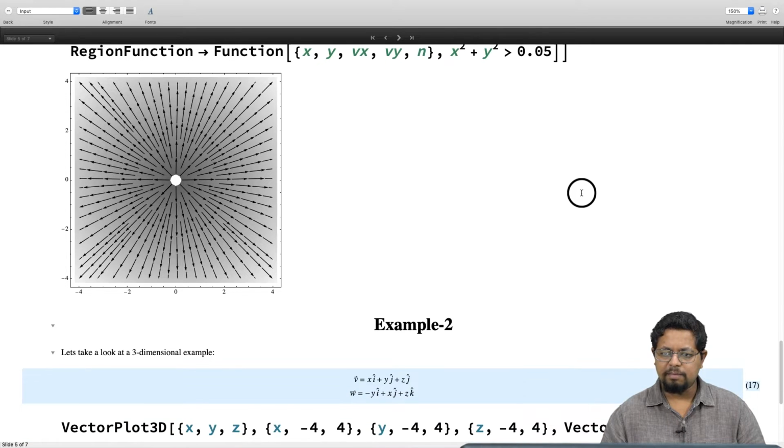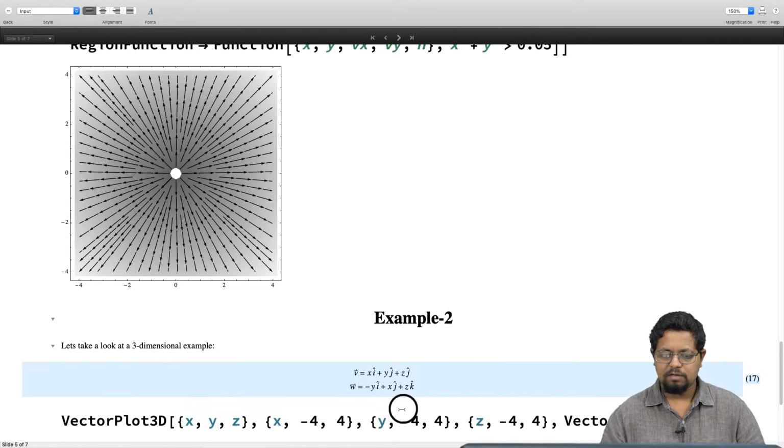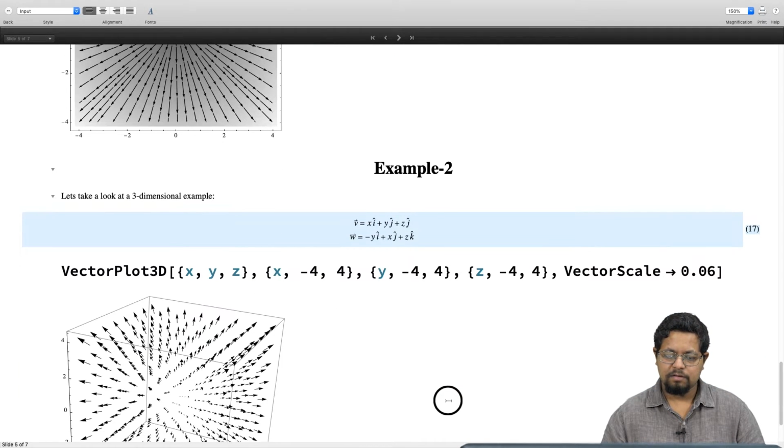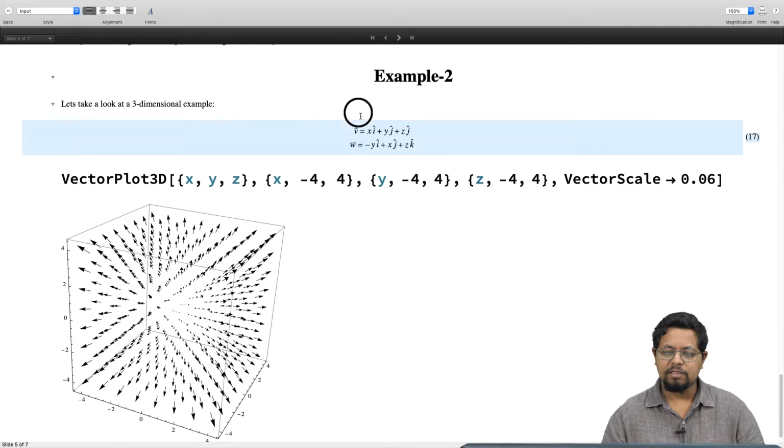Let's go ahead and look at a 3-dimensional example of a vector field. Here are 2 vector fields, v and w. V is x i hat plus y j hat plus z k hat, and w is minus y i hat plus x j hat plus z k hat. Let's go ahead and make a vector plot of this in 3 dimensions. So the first vector field is simply, the 3 components are x, y, and z. So I put the 3 components x, y, and z. Use the function VectorPlot3D because I want to make a 3D plot. Give the ranges of x coordinate, y coordinate, and z coordinate, and I go ahead and plot it.